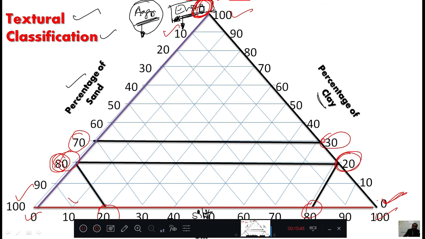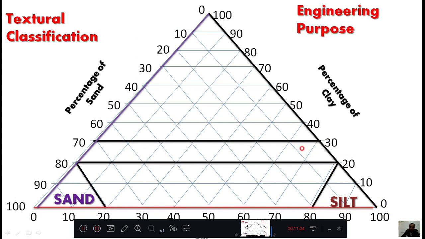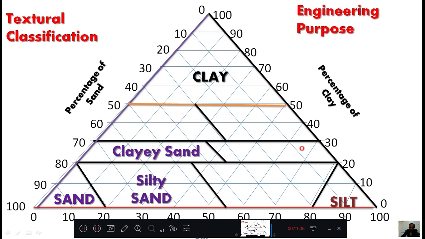Okay, and after that we will further divide and name them. I will show you: if the point falls in this region, it is called clay; if the point falls in this region, that is sand; and if the point falls in this region, that is called silt. And further divisions you can make like this one.